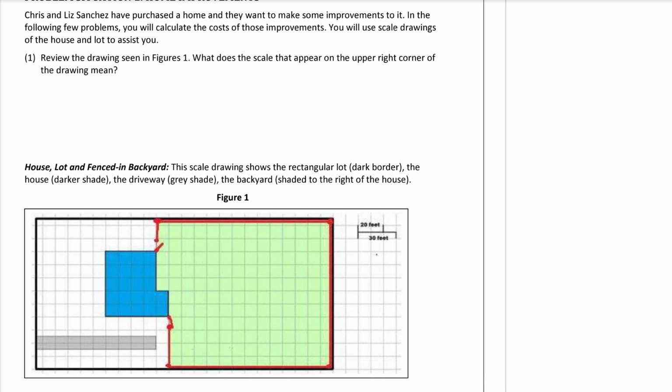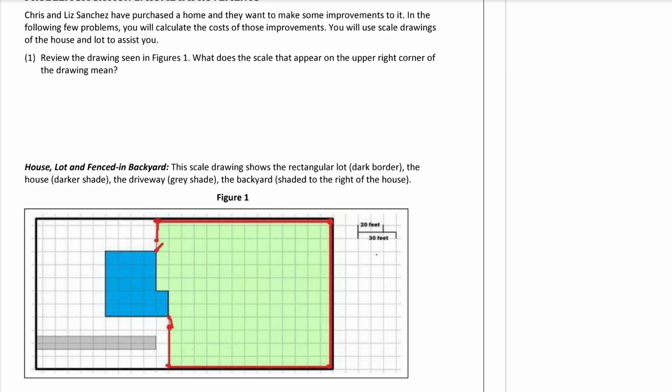So here you have a picture of the house, and we have the rectangular dark border. We have the full property. Inside we got the house. The house actually here, you can see it in color since it's on the screen. It's in blue, so the house is in blue. The driveway is in gray, and the backyard is this yellow greenish kind of color. All right, so that's the backyard.